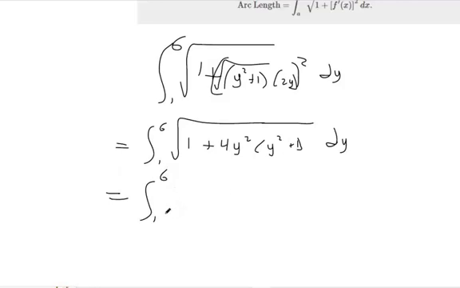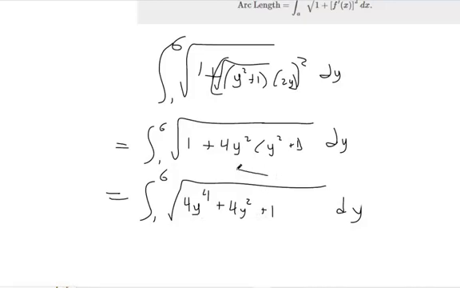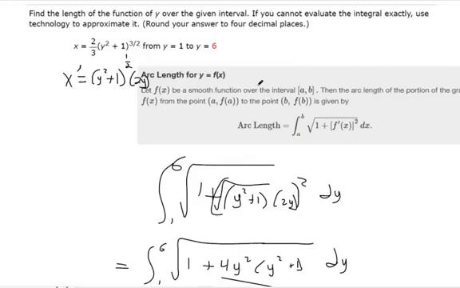Let me just clean it up a little bit. 4y squared times y squared makes 4y to the 4th plus 4y squared plus 1. There's no substitution. There's no trig substitution that works out, I don't think. Yeah, so they give you kind of a hint in WebAssign. This one you have to use technology.